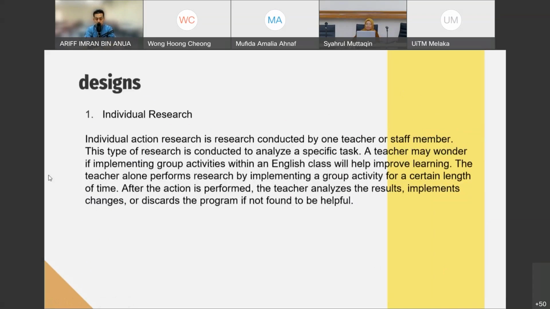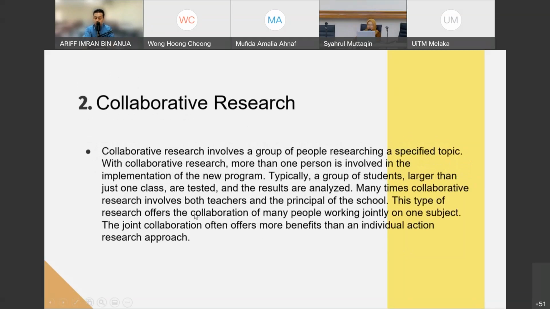A teacher may wonder if implementing group activities within an English class will help improve learning. This is the situation. After the action is performed, the teacher analyzes the results, implements changes, or discards the program if not found to be helpful. That is why it is done in cycles. Yes, cyclic activities.